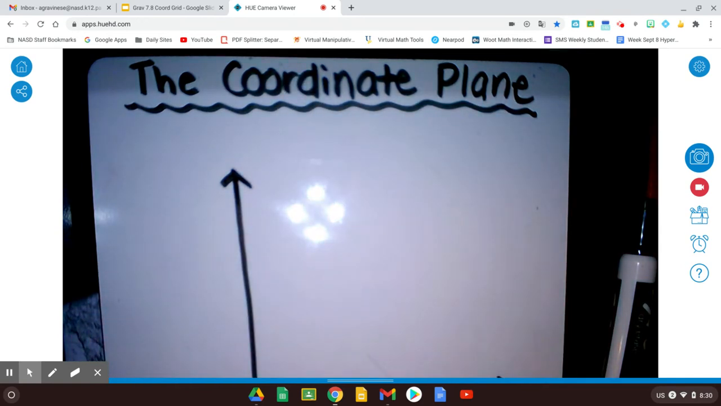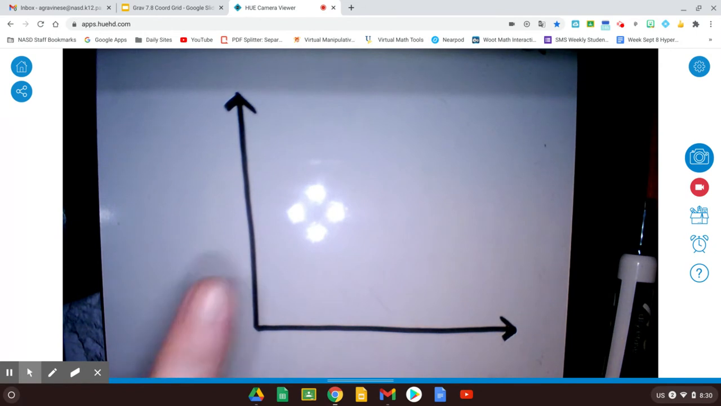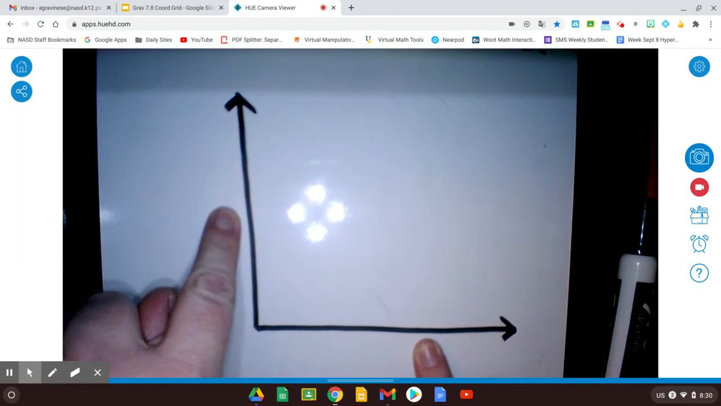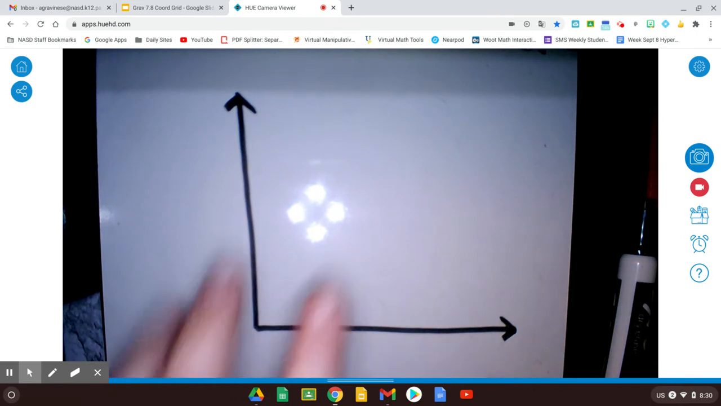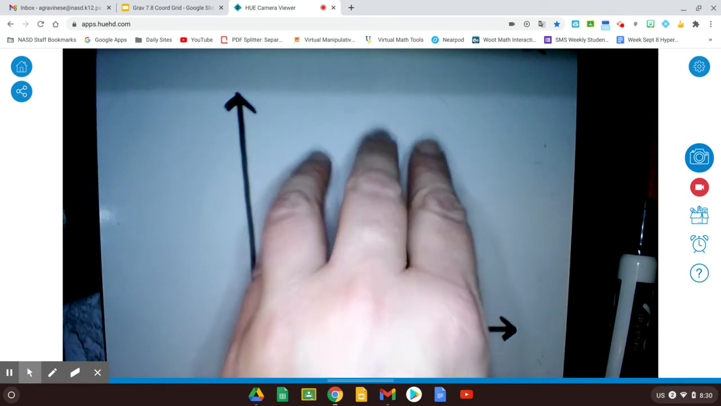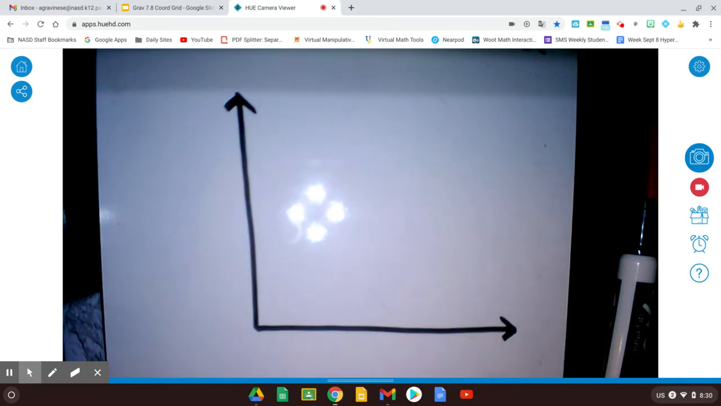And the coordinate plane is made when we have two lines that meet at a right angle. This is called perpendicular, and they form the coordinate plane. Okay? You'll see next year in 6th grade that these lines will actually continue down and over to the left. We are looking at just one section of the coordinate plane in 5th grade.